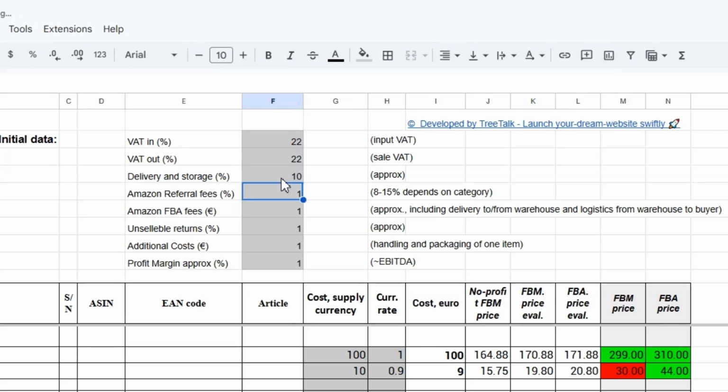Amazon referral fees. Amazon FBA fees for one average unit. Must include delivery to warehouse and logistics from warehouse to buyer. Percentage of returns unsuitable for further sale. Costs of processing and packaging the product, and the desired profit margin.